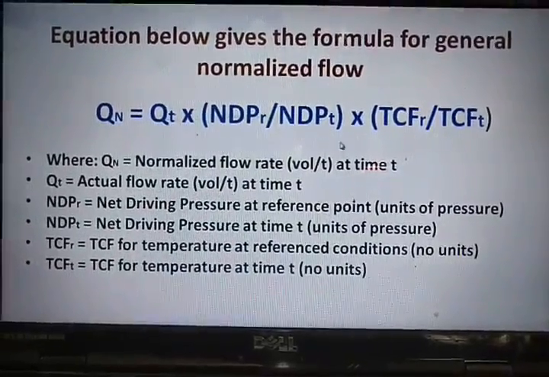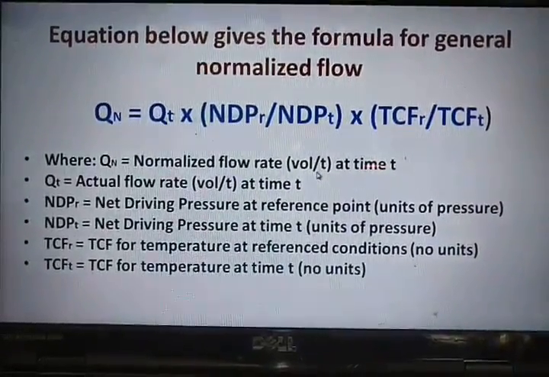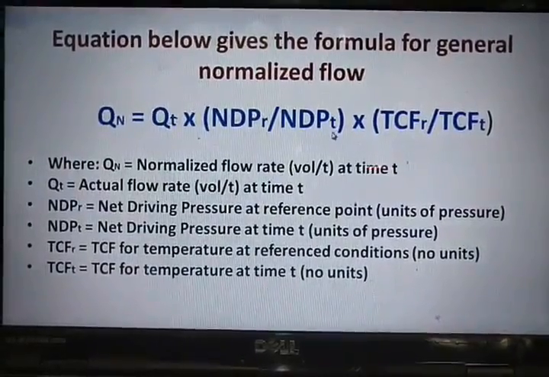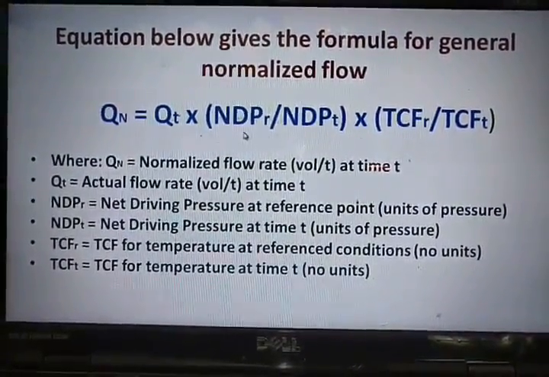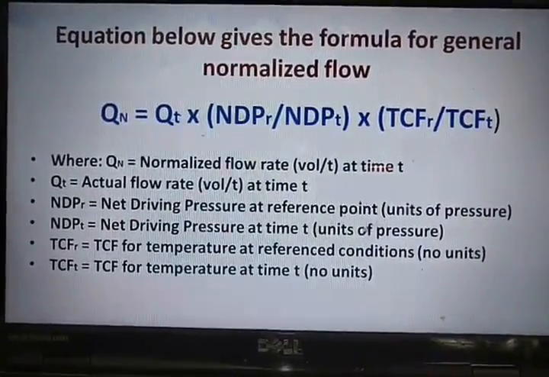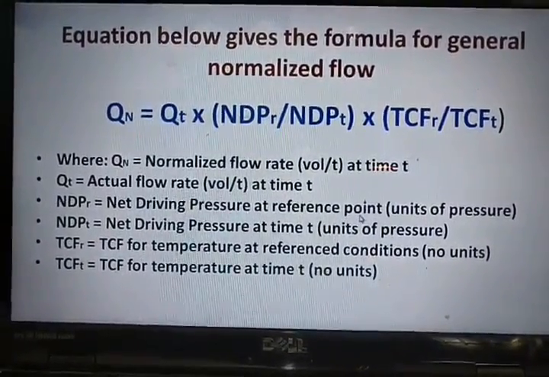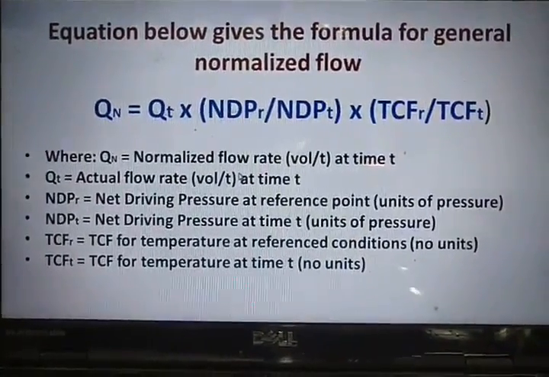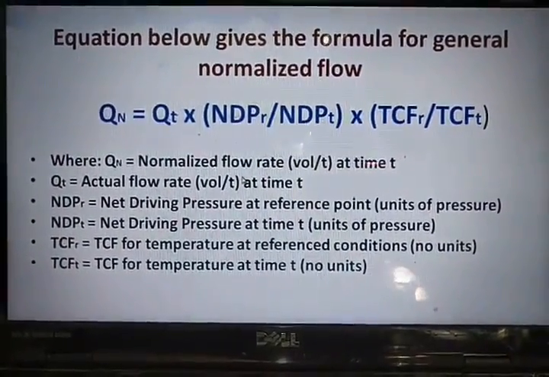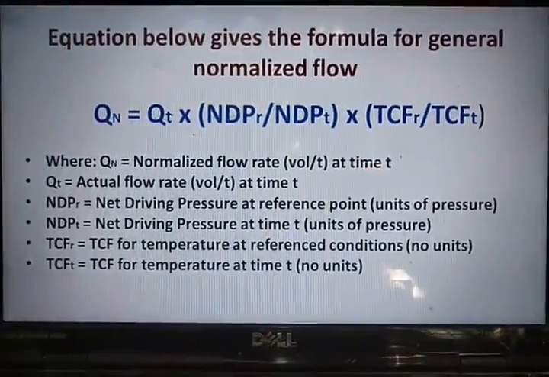We have discussed in the previous slide that normalization is a process of relating normal operating conditions to the reference operating conditions. That's why here you can see the units with respect to a reference point as well as the net driving pressure points at normalized flow rates, and this is the equation of the normalized flow.